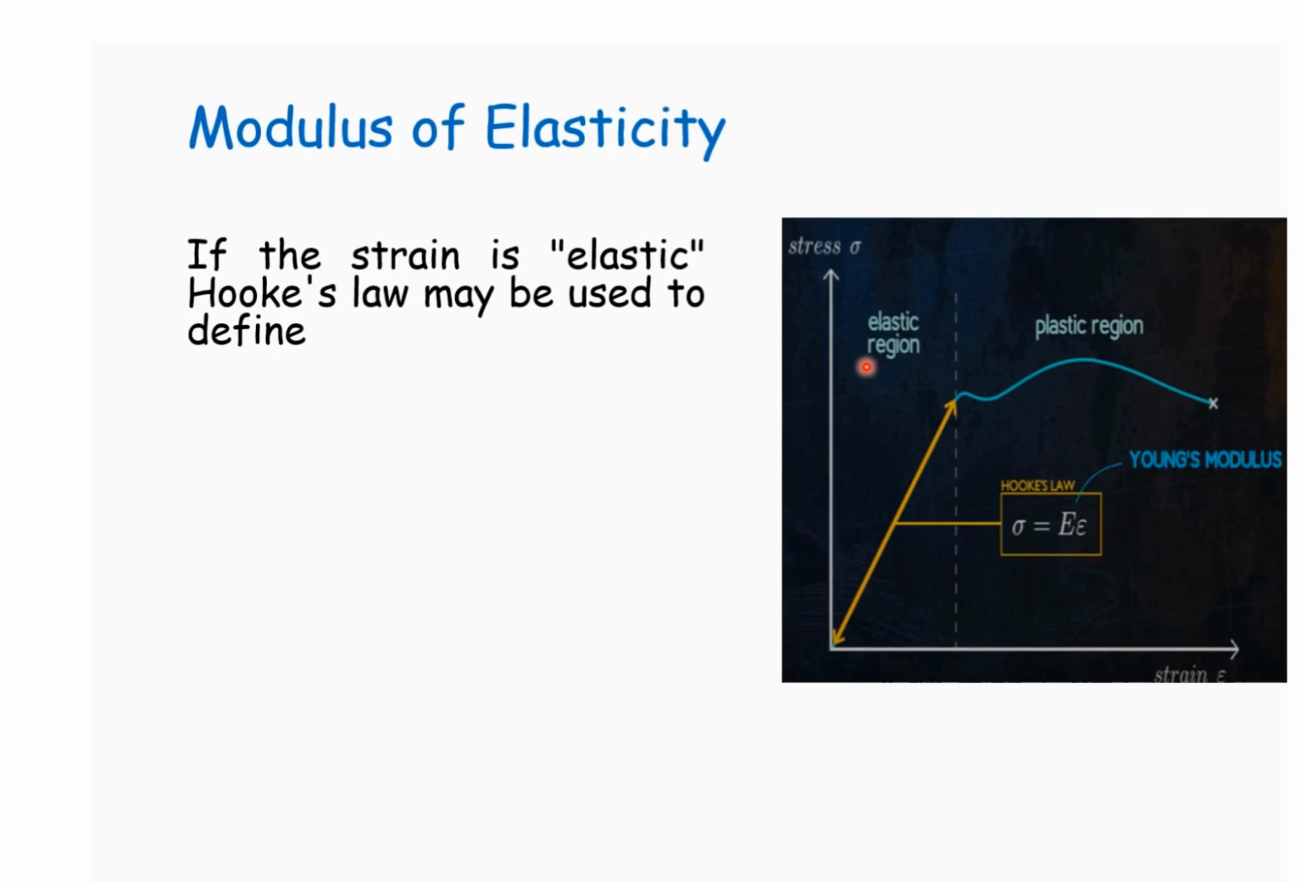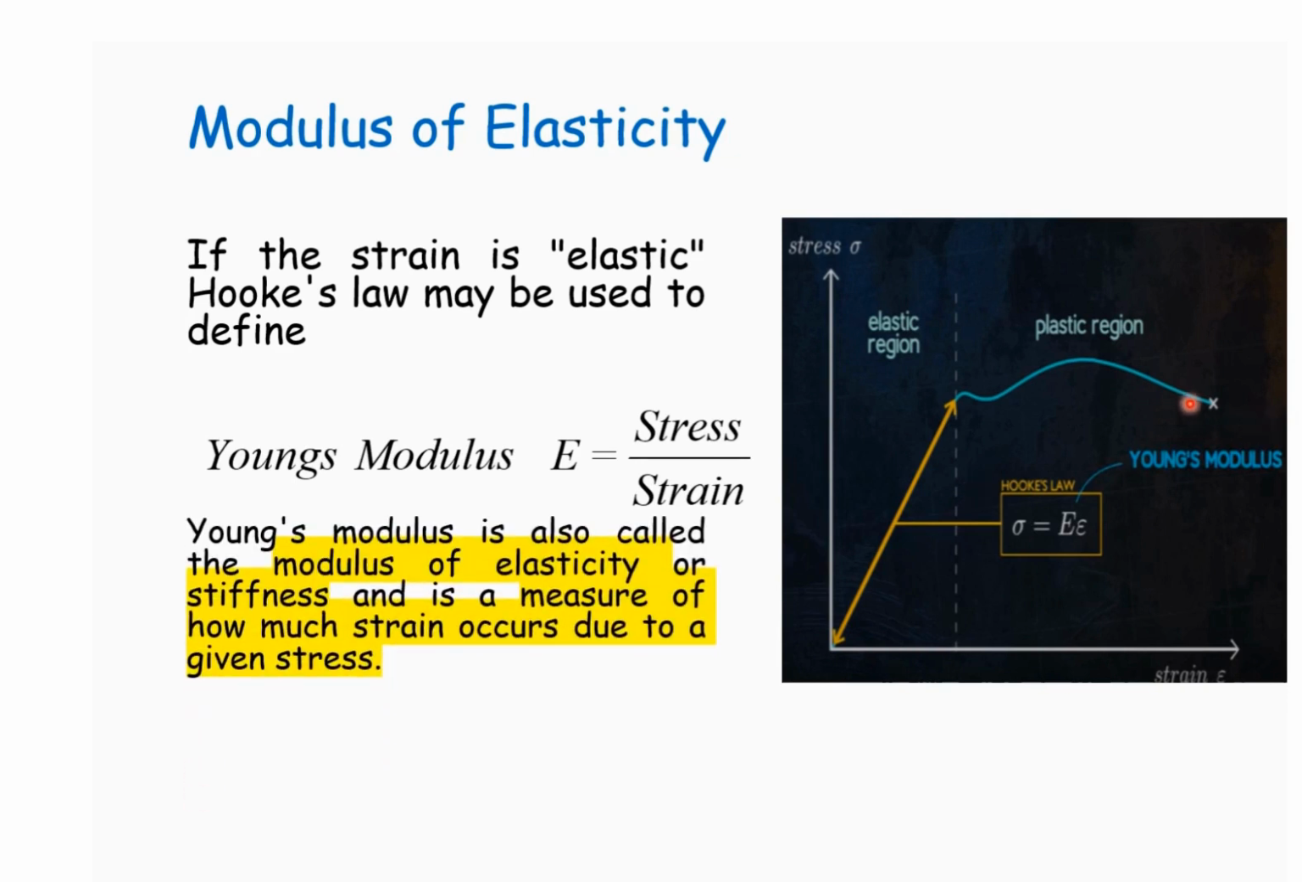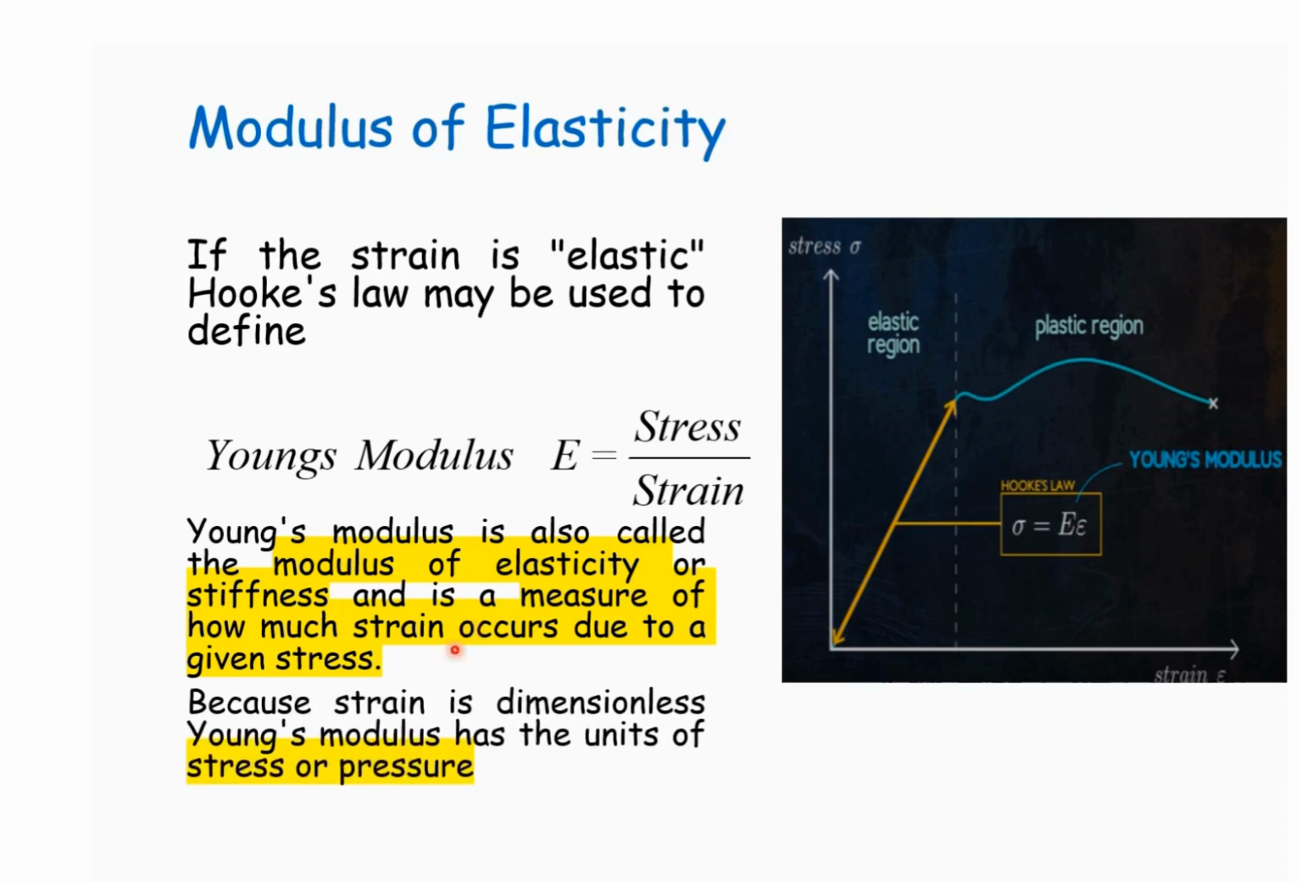And we have Hooke's law that describes this linear relationship, and the ratio of stress to the strain is what we call the Young modulus. The Young modulus is also called the modulus of elasticity, or stiffness, and it measures how much strain will occur due to the given stress. And because strain is dimensionless, Young modulus has the unit of stress or pressure.